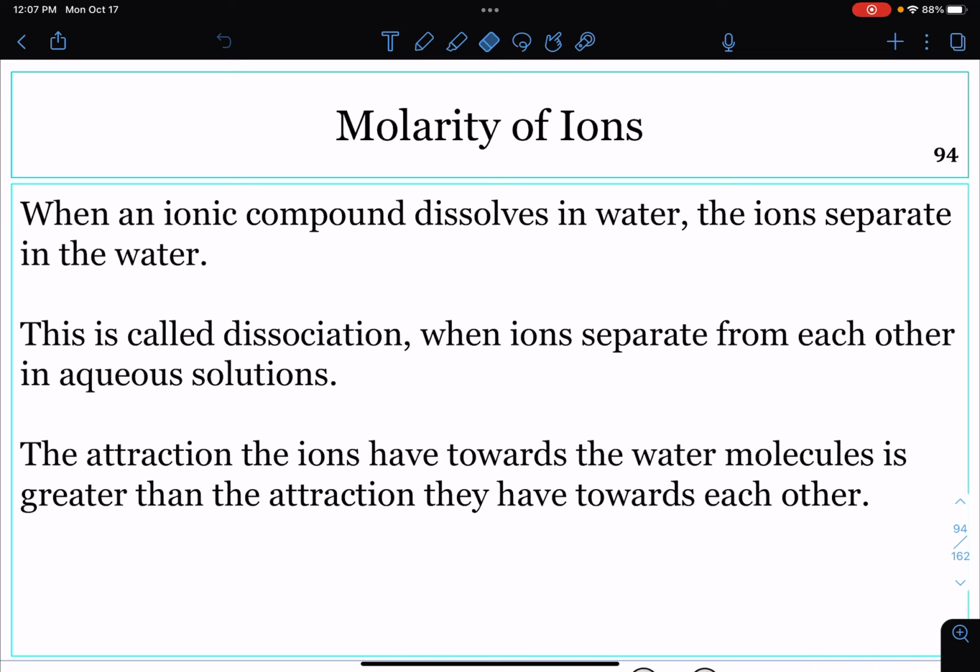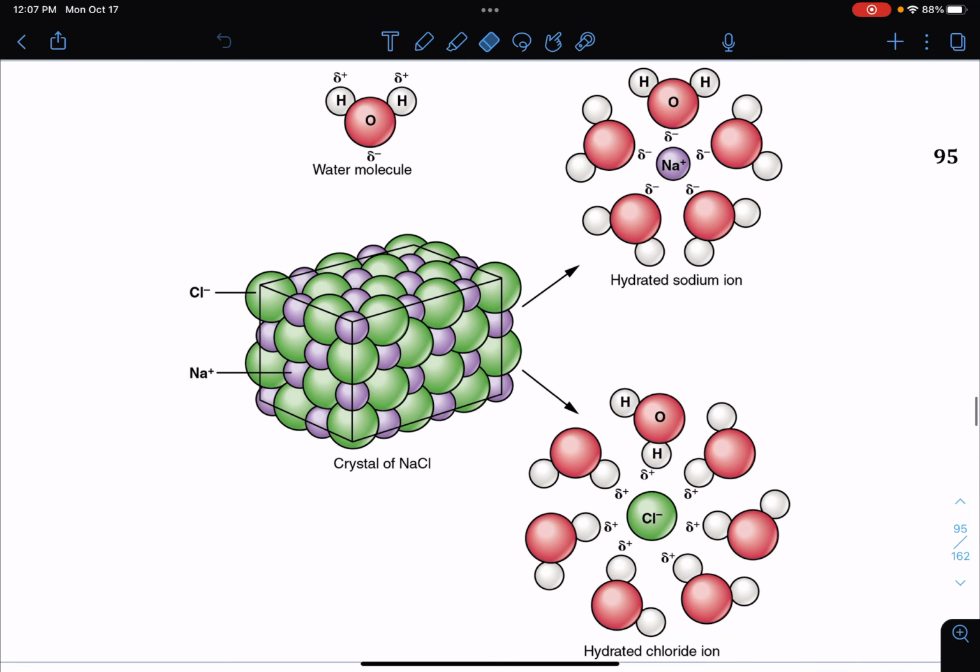This happens because the ions are more attracted to the water than they are to each other. As we will learn in a later chapter, water is a polar molecule, which means it has a partial negative charge at one end and a partial positive charge at the other end. This is why the negative and positive ions are attracted to water molecules and separate away from each other in water. This is a great picture of dissociation.